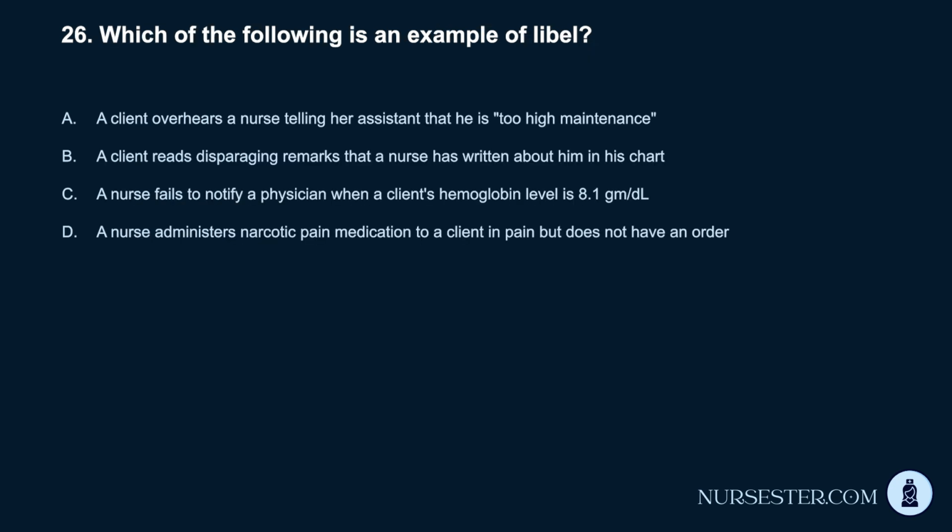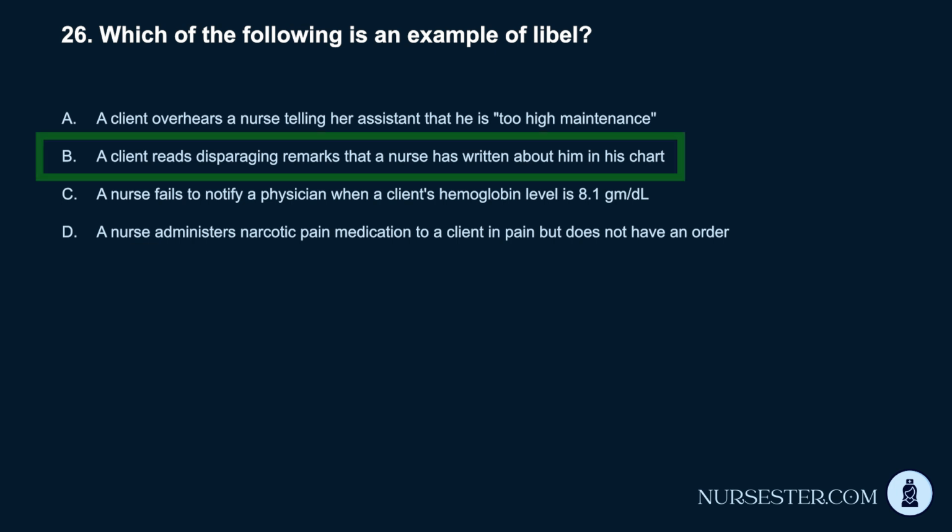26. Which of the following is an example of libel? A. A client overhears a nurse telling her assistant that he is too high maintenance. B. A client reads disparaging remarks that a nurse has written about him in his chart. C. A nurse fails to notify a physician when a client's hemoglobin level is 8.1 gm/dl. D. A nurse administers narcotic pain medication to a client in pain but does not have an order. Correct answer, B. A client reads disparaging remarks that a nurse has written about him in his chart.